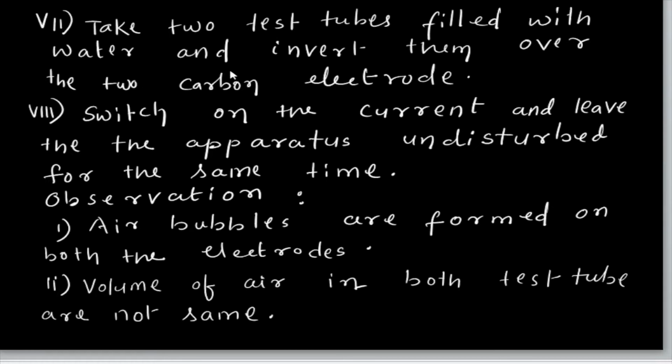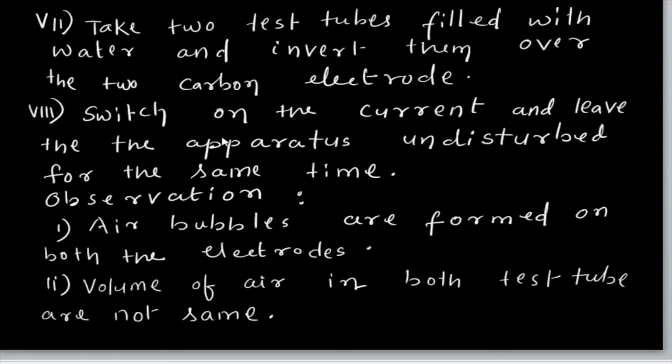So take test tubes and invert them over the carbon electrodes, where the gases, hydrogen and oxygen, are produced. That is why you take the test tube and invert it over the carbon electrode. Then switch on. Till now the current is not switched on, which means the circuit is not completed.